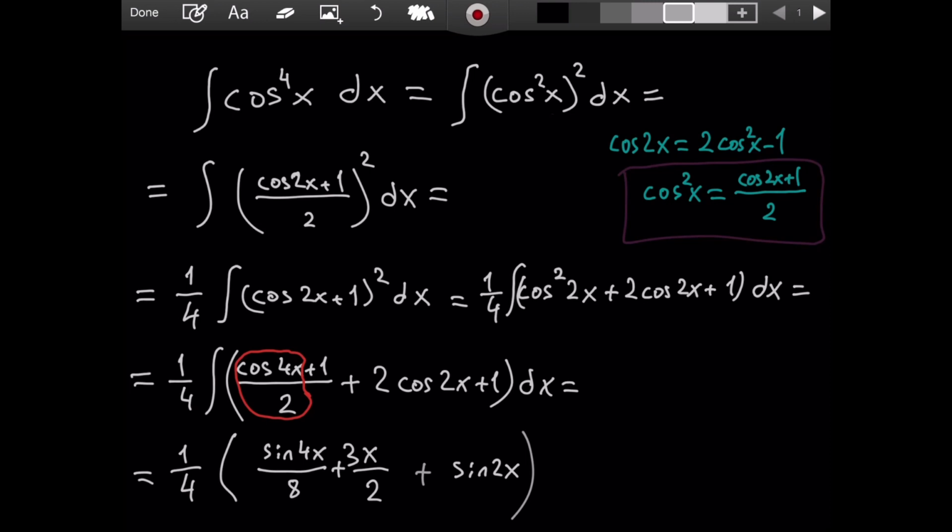Oh, by the way, what did I forget? Look at this. What did I forget? Exactly. I forgot the plus c. Always add this. This is very important. So what was I saying? The integral of cosine raised to the power of 4 of x is equal to 1 over 4 times the quantity sine of 4x divided by 8 plus 3x divided by 2 plus sine of 2x plus c, the integration constant, which is super important.